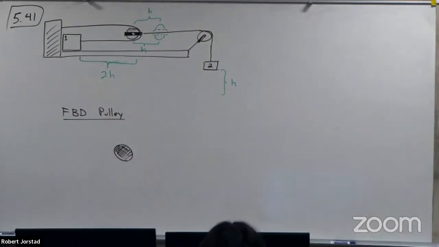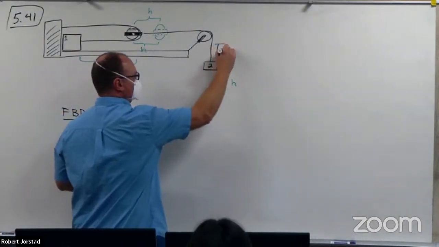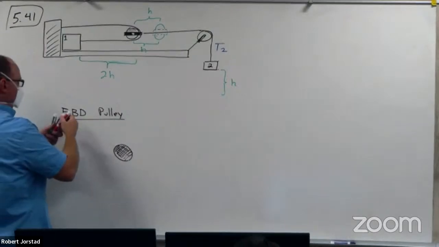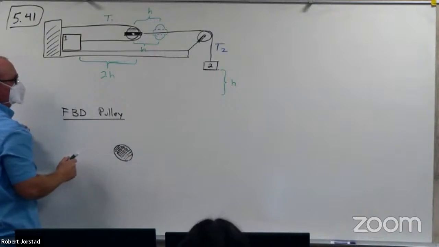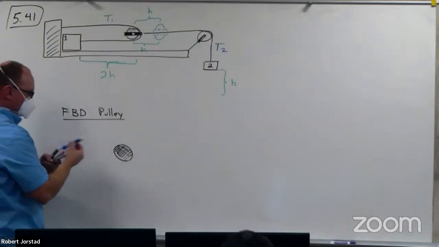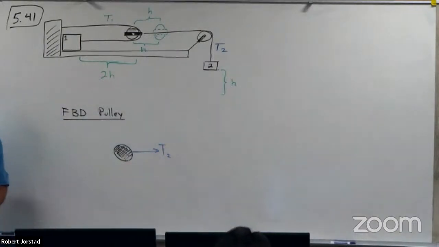What is one thing touching the pulley? A string. Do you agree we have two different strings here? So maybe I could call this tension 2, and up here, how about tension 1? All right, so do you agree with tension 2 this way acting on the pulley? What is another force that acts on the pulley? What's that? 2T1. There's the other tension.